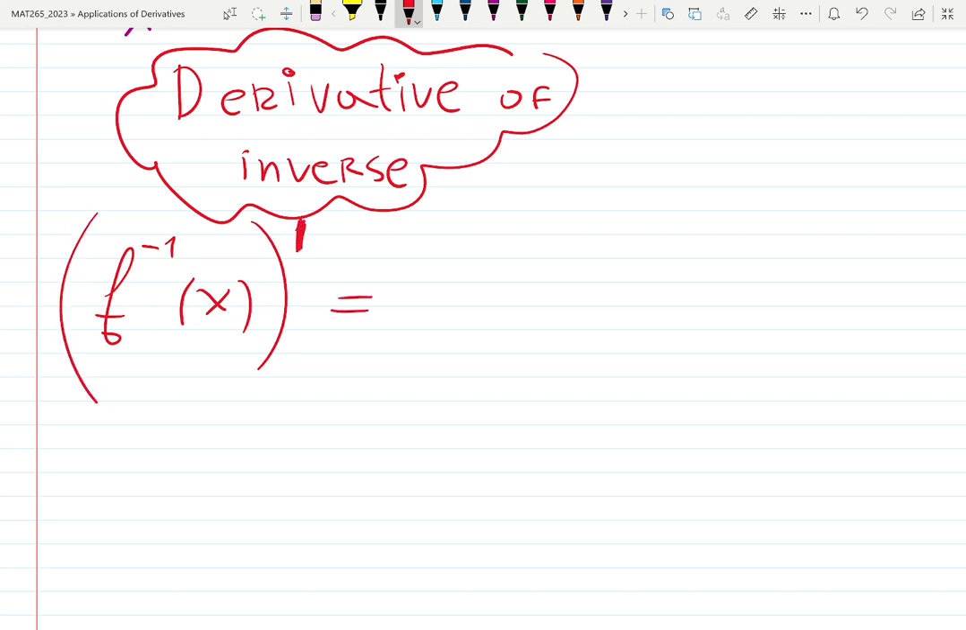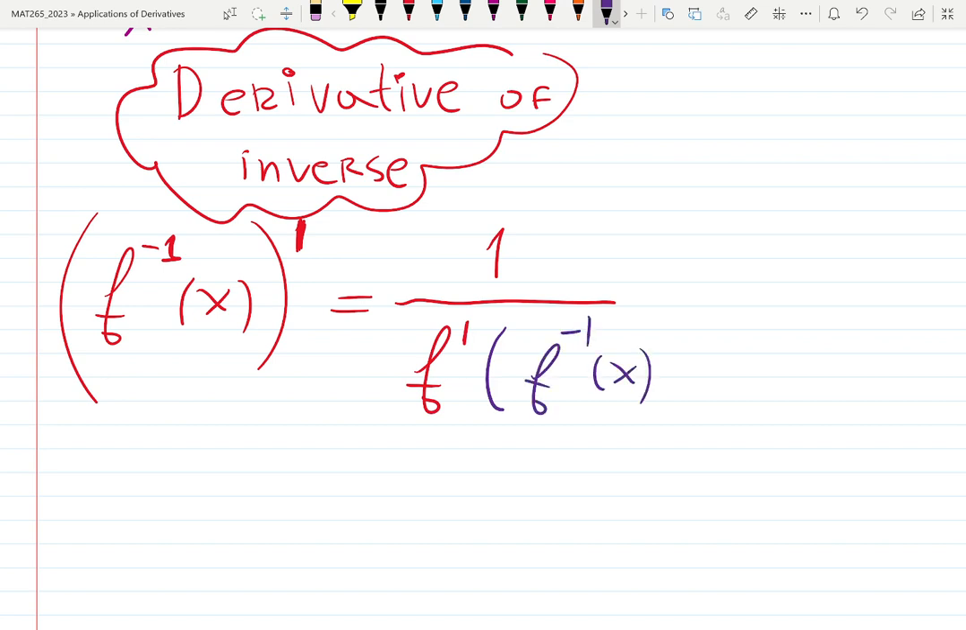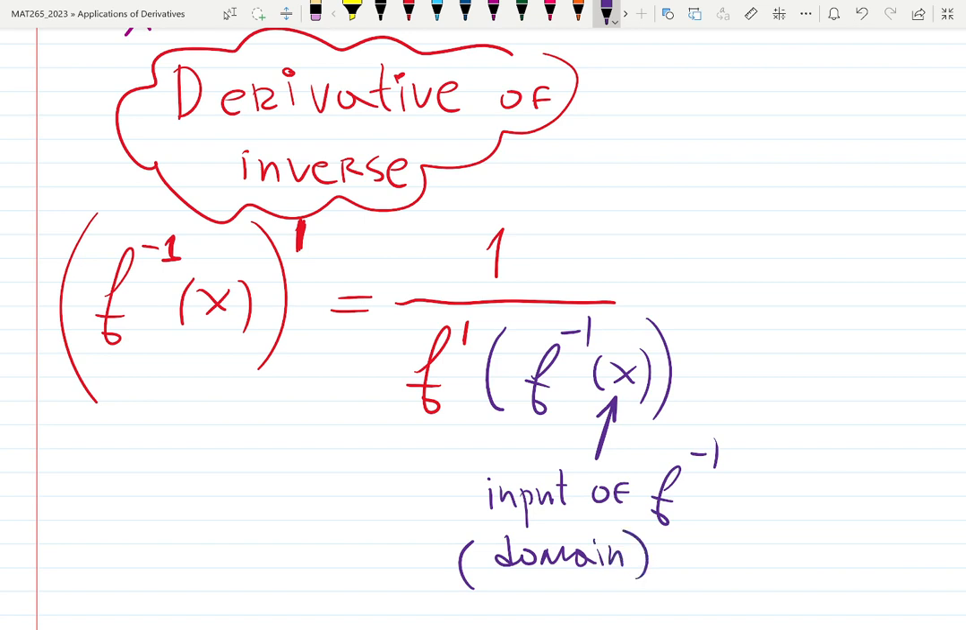Now, how fast is the inverse function changing? Sometimes you don't have the inverse function derived in front of you, or it's just complicated to take its derivative explicitly, so you don't do it at all. Instead, you use this formula. You do 1 over the derivative of the original at the inverse at x, like so. And this x is the input of the inverse, so it's in the domain of the inverse. This is a complicated formula.